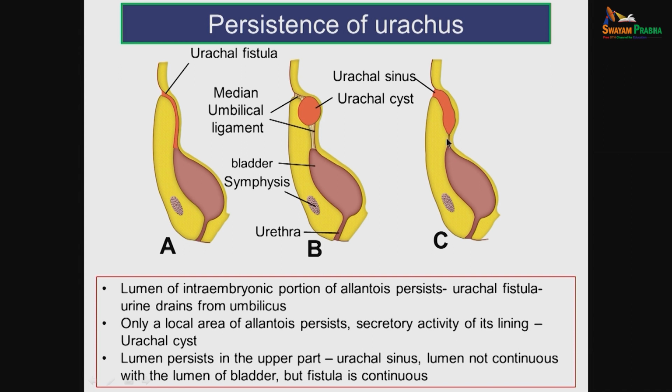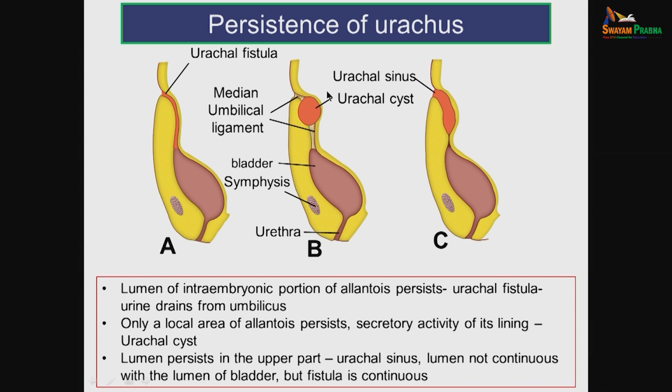The lower part is obliterated. So, this is urachal sinus. The lumen is not continuous with the bladder. In a fistula, it is continuous with the bladder, and there is urine discharge. But in the case of a sinus, it is not continuous with the bladder. So, that differentiates urachal fistula from urachal sinus.